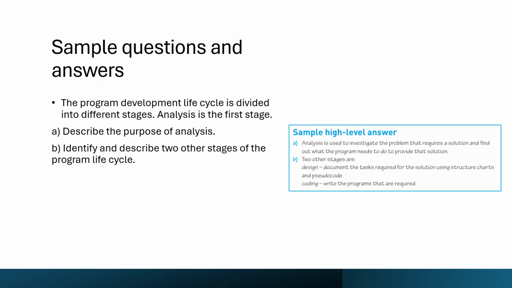Part B asks, identify and describe 2 other stages of the program lifecycle. Now here 2 command words are used, identify and describe. So first you identify the 2 stages, that is, you give the names of the 2 stages, and the second is to give a one-liner, because the command word describe is used, that will involve giving a one-liner statement for each of those stages. That will complete the exact answer to the question, and that will give you the maximum marks.